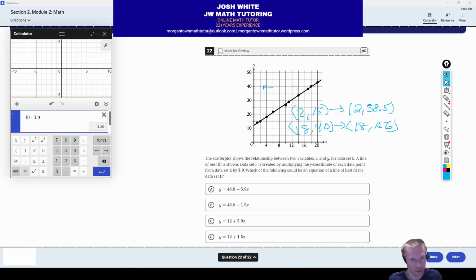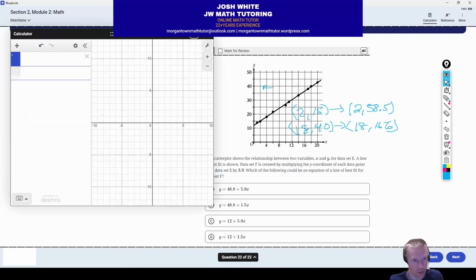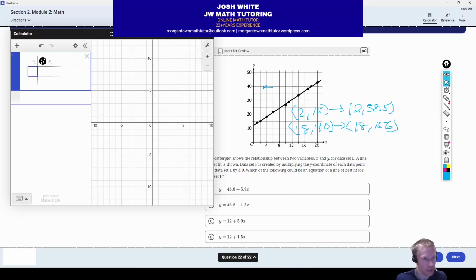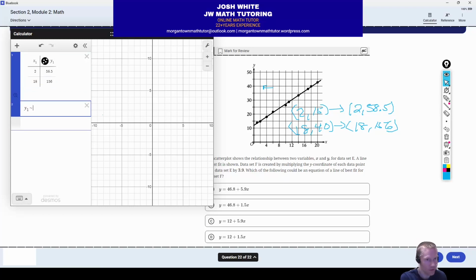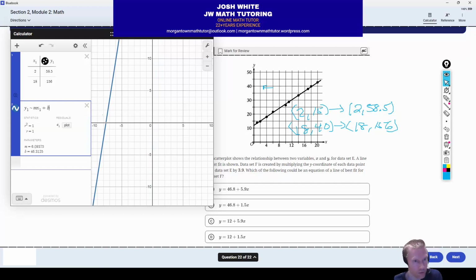I mean, we can do it by hand, but since we already have Desmos up, I'm not going to bother subtracting the numbers by hand and finding the slope and everything. So create a table. Then we're just going to do a linear regression. All right, so there are my 2 points. Okay, here's my linear regression. What is my slope and what is my y-intercept? So my slope is right around 6, and my y-intercept is around 46.3.